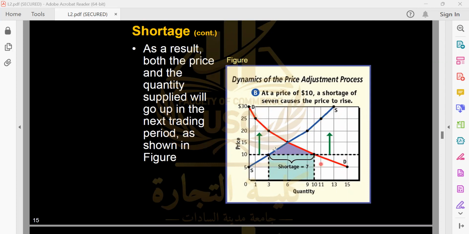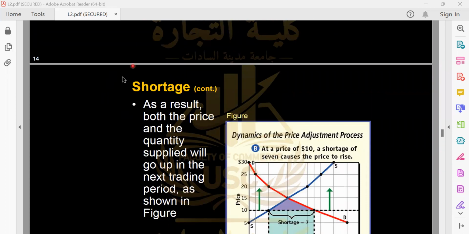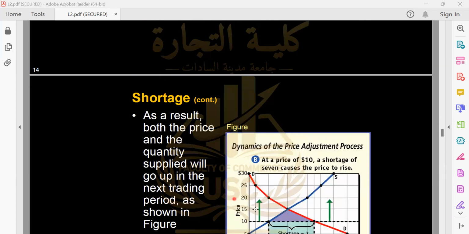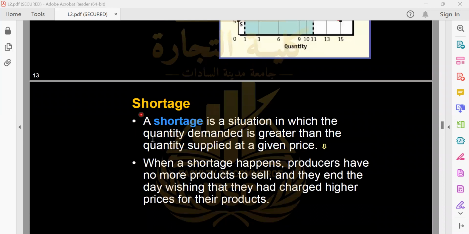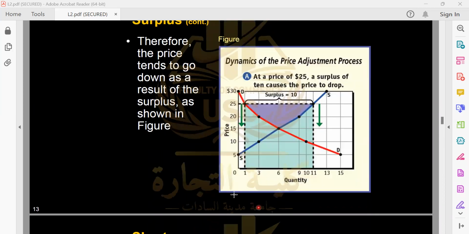We have a shortage of 7 units. So we have consumers who are searching for 7 units to consume, but they can't find them because the supply is only 3 units. So prices go up. In order to get rid of a shortage, we have higher prices. In order to get rid of a surplus, we have lower prices.